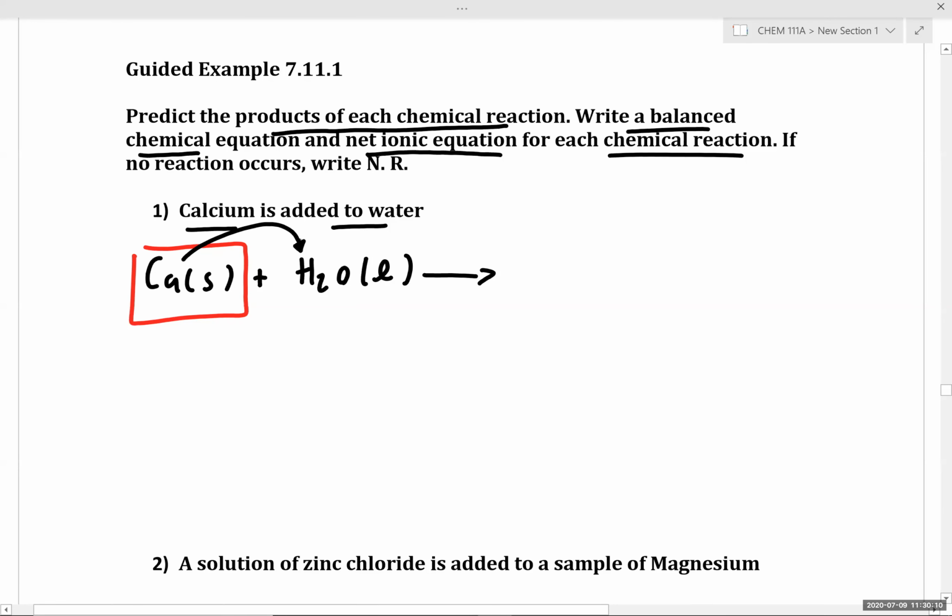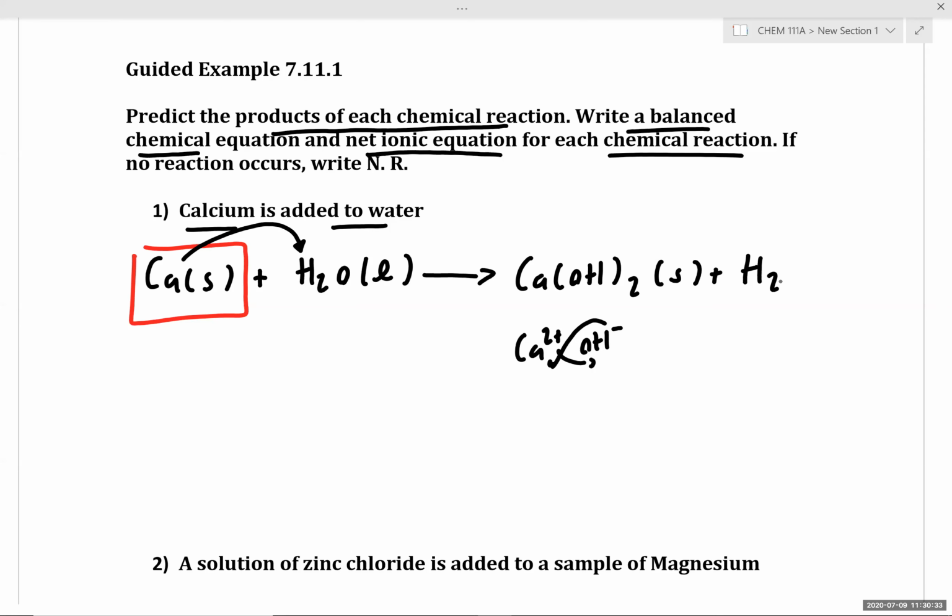Calcium is displacing H plus from water, and in turn, we generate calcium hydroxide, calcium 2 plus OH minus, put a 2 here, and we generate hydrogen gas. Perfect. The total ionic equation is the same as the net ionic equation, so this first example is done.